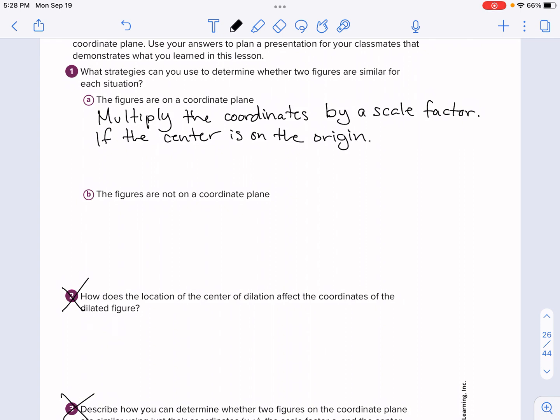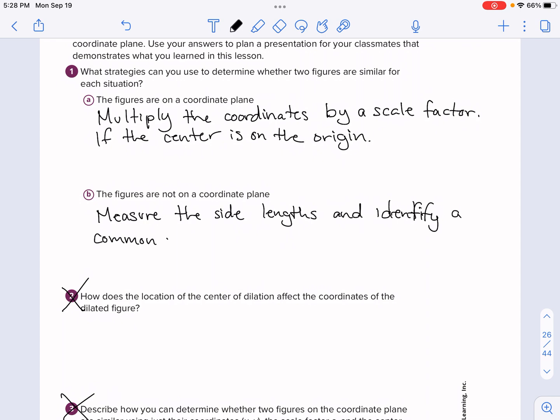B though, this will work regardless. The figures are not on a coordinate plane. Now we did this with measuring using a protractor. The figures are not in the coordinate plane. We just have a grid. You can do one of a couple of things. You can measure these side lengths and identify a common ratio or factor.